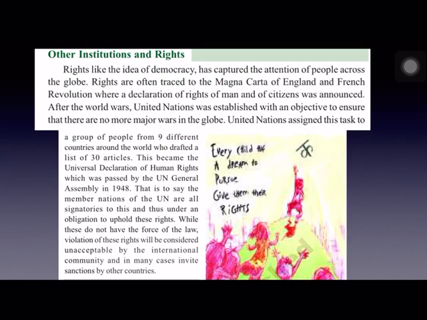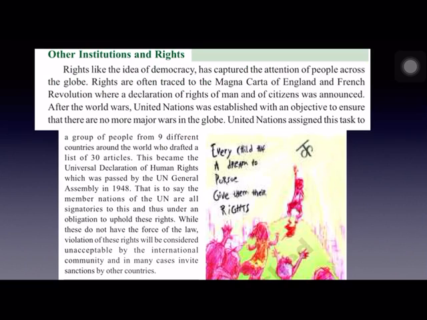And for that, UNO assigned the task to a group of countries. 9 countries were assigned the task of preparing a list of human rights. These countries drafted 30 articles, and this document came to be known as UDHR. Already we have discussed it, the Universal Declaration of Human Rights. It was approved by the UNO General Assembly in December 1948.